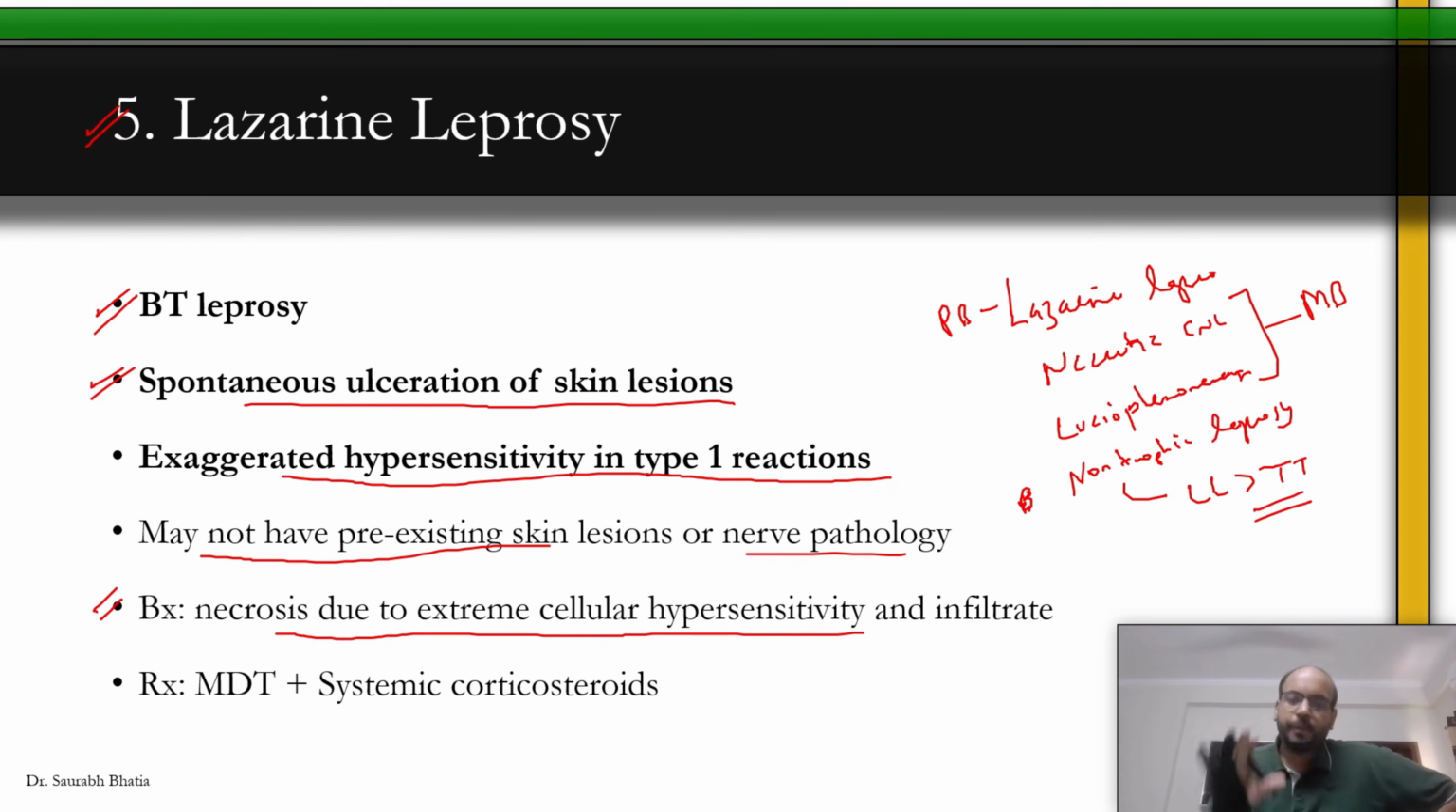The AFB may be negative because it is BT leprosy, but if you find few AFB positive, even that is enough to make a diagnosis of leprosy in Lazarine presentation. The treatment is to continue MDT and start systemic corticosteroids, managed like type 1 reaction.